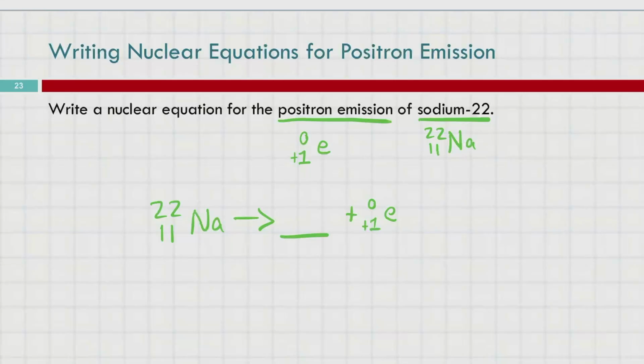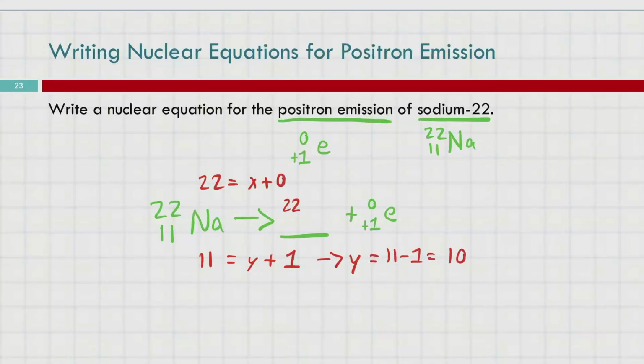Set up our equations. 22 equals x plus 0, so x is 22. And then for our atomic number, 11 equals y plus 1. So y equals 11 minus 1, which is 10. So 22 over 10, and 10 is neon. So this is neon-22.